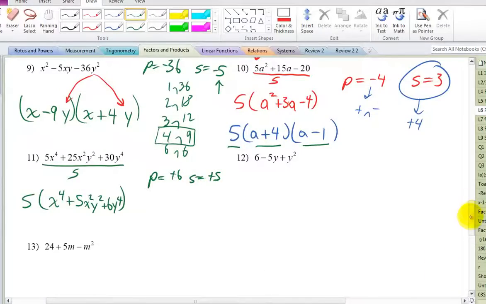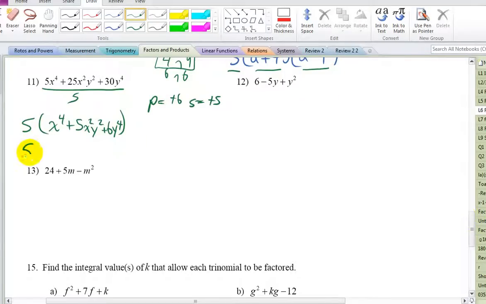Weird on this one because we got y's, but have no fear, x squared is at the front. And what's at the back? y squared, 4 letters. Multiplies to 6, adds to 5: plus 2, plus 3. Okay, hands up if you got that.